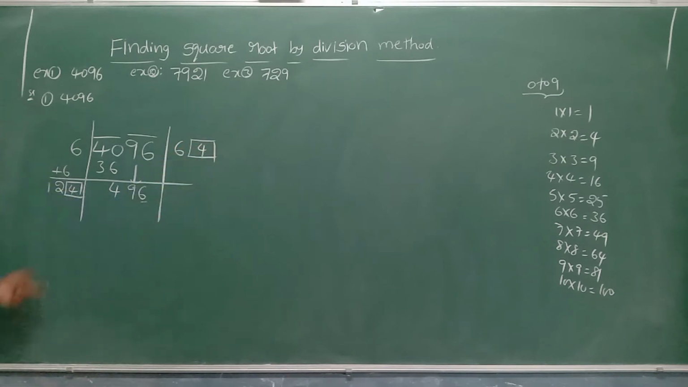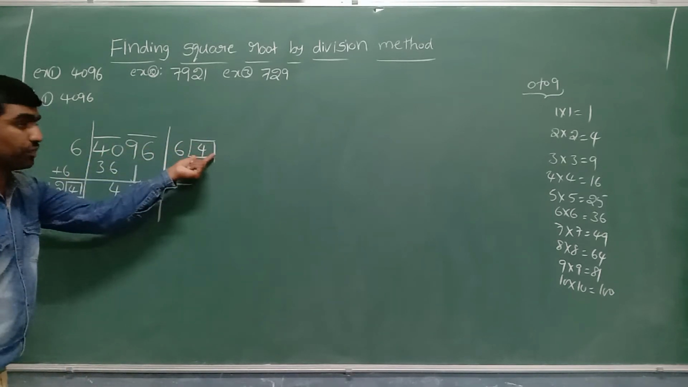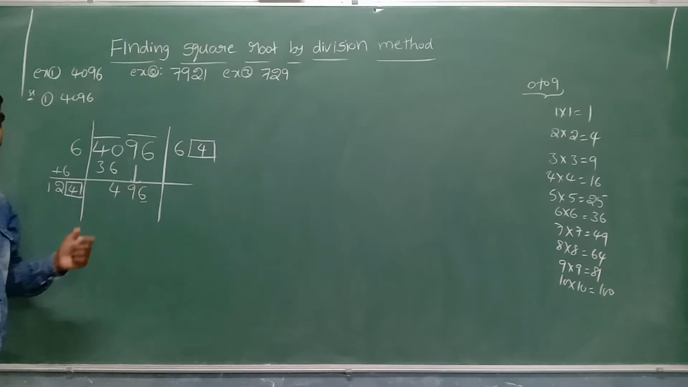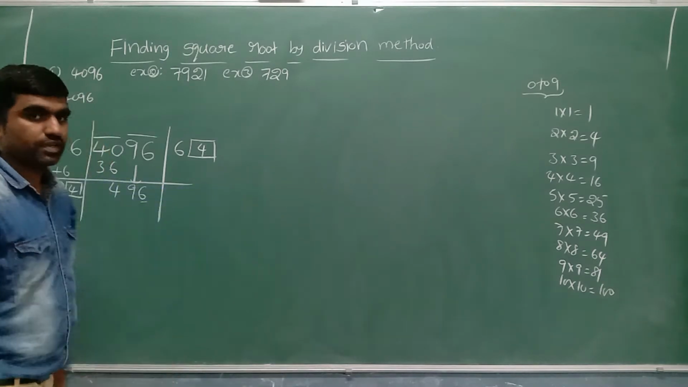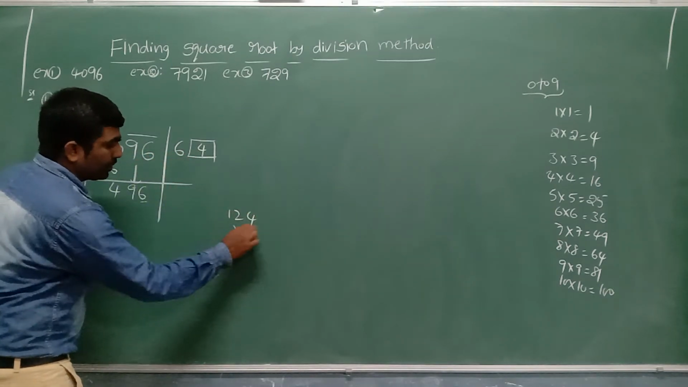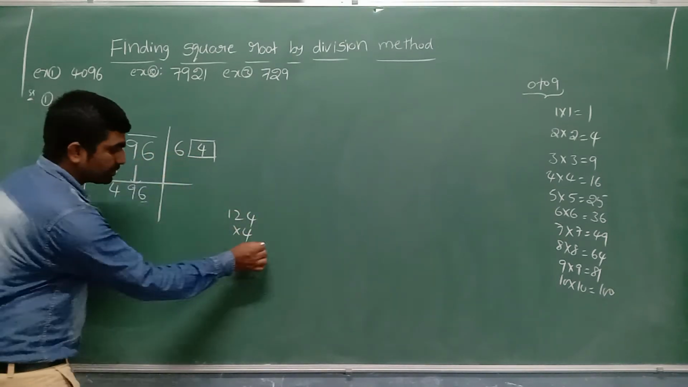Here also 4. Now multiply beta, 124 into 4. If it is near to 496 or equal to 496, okay. If not, next possibility what? 6. Now let us multiply this both, 124 into 4.